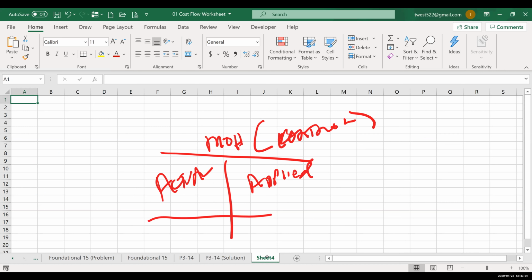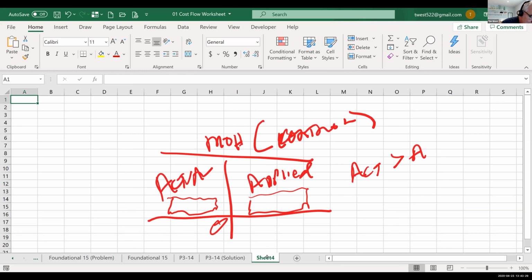And at the end of the period, that's the net out to zero. Okay, so this has to come out to zero, which means you're probably going to have some sort of adjustment either here or here to make this net out to zero. So if the actual is greater than the applied, I'm going to need an adjustment right here. Correct. If I've got an applied that's greater than the actual, my adjustment's going to be over here.